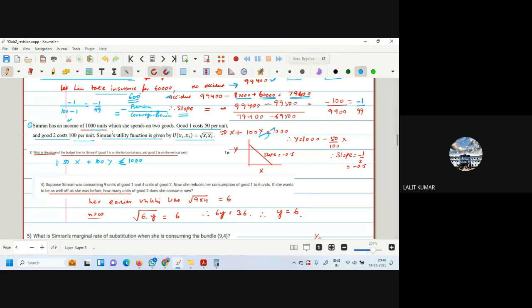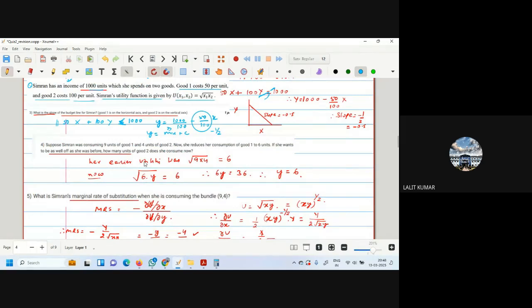To find the slope, just make it Y equals 1000 by 100 minus 50 over 100 into X. So this has come to Y equals mx plus c, where m is the slope. From here we can see the slope is minus 50 by 100, which is minus 1 by 2.